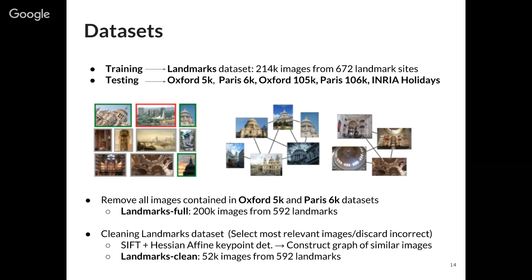To do that cleaning, they do the SIFT and Hessian-affine keypoint detection, and they construct graphs of similar images, and they discard the images that are on the edges and the ones that are not well connected to the others. So they finally reduce a lot the number of images they use.